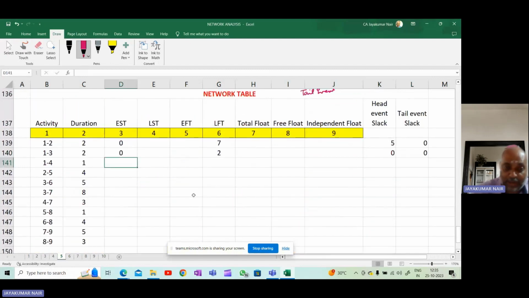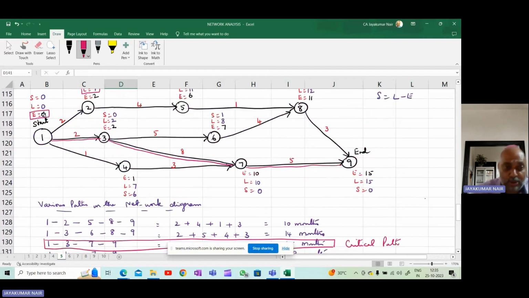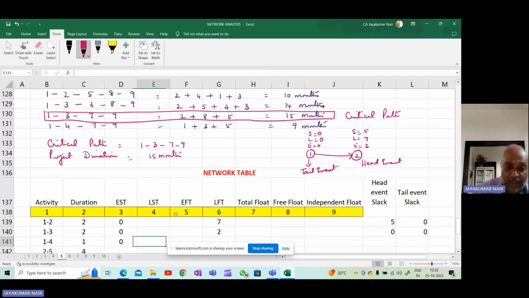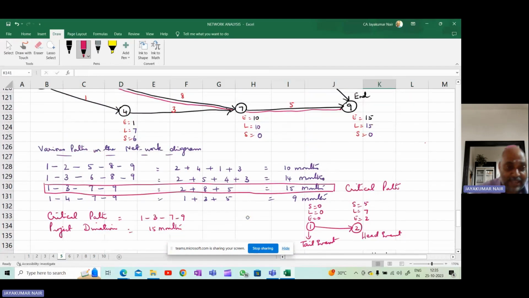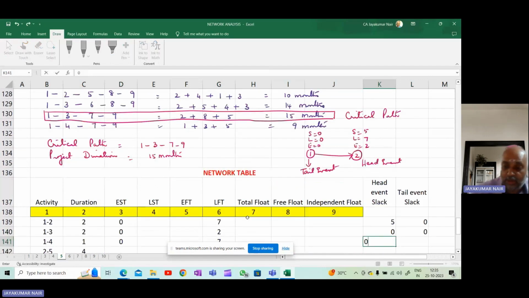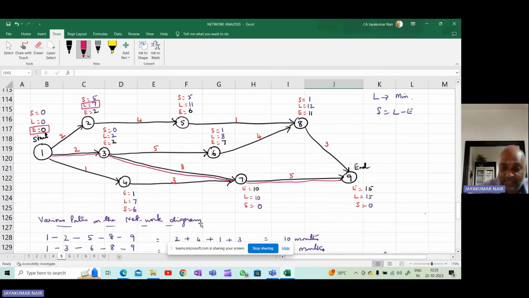Now coming to the next one, activity 1, 4. This is 1, this is 4. E value is 0, L value is 7. So 0 and 7. What is the head event slack? Head event slack is 6, and tail event slack is 0.